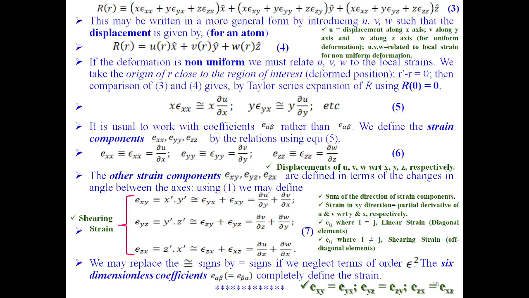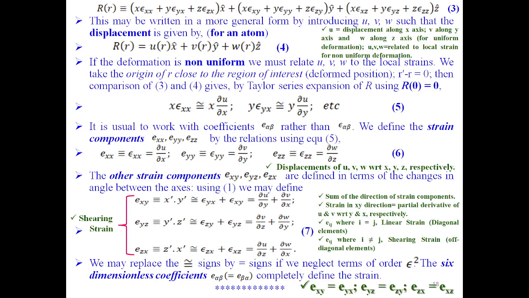The other strain components, those are Exy, Eyz and Ezx, and these are defined in terms of the changes in angle between the axes. So using equation 1, we may define Exy equal to x prime dot y prime, which is equal to epsilon yx plus epsilon xy, which is equal to dou u by dou y plus dou v by dou x. These things we already discussed in the earlier slides by the summation of alpha and beta angles. So alpha plus beta gives this one. And similarly for the case of Eyz and Ezx, so collectively we have got the shearing strain components.